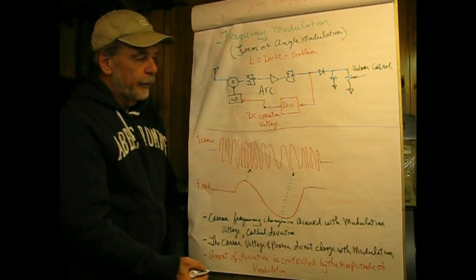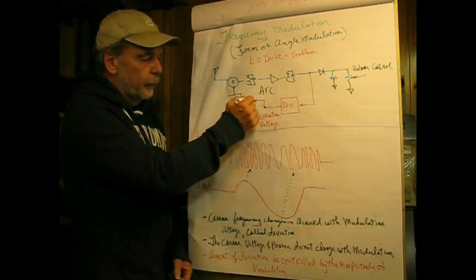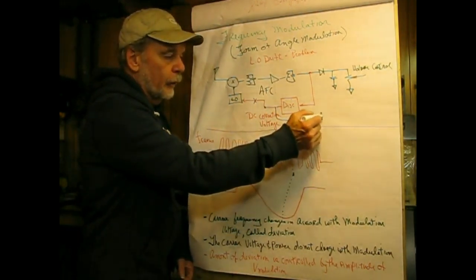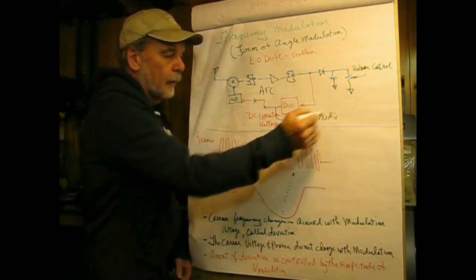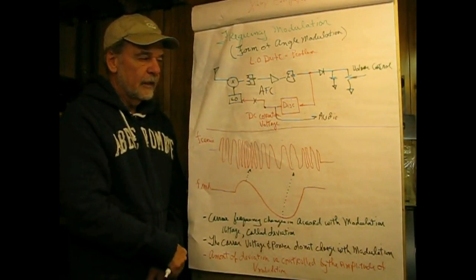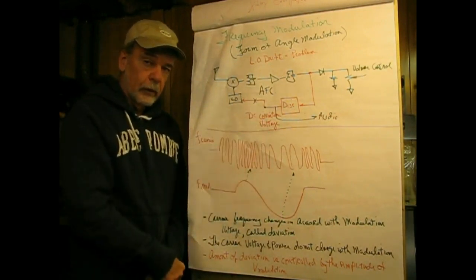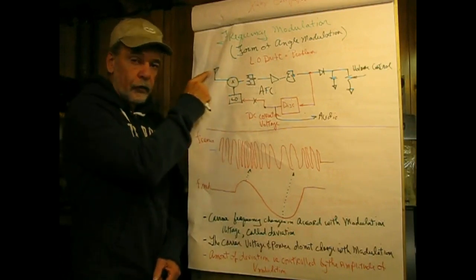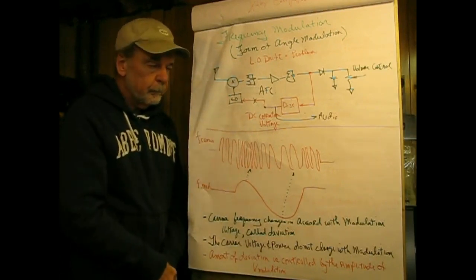So in an FM radio, all we have to do is break this and connect this point to our audio, and then if our input is frequency modulated, the output of the discriminator will actually produce a modulating voltage, which is causing the frequency to change.